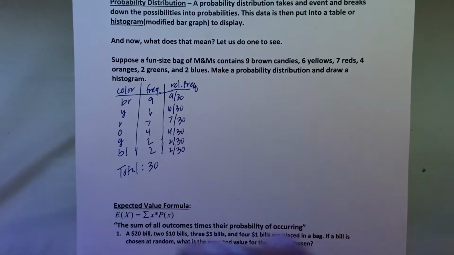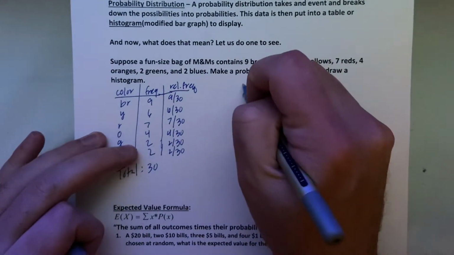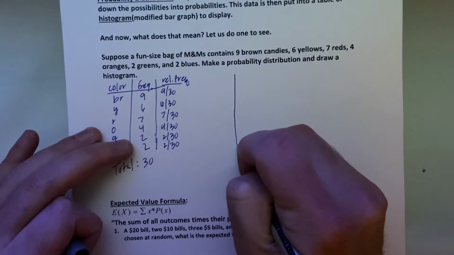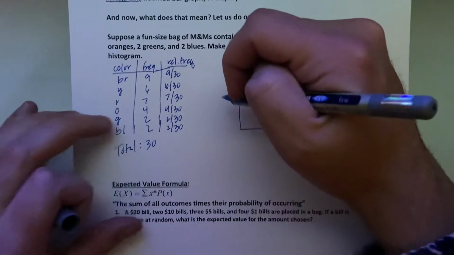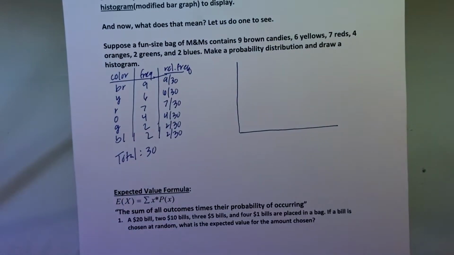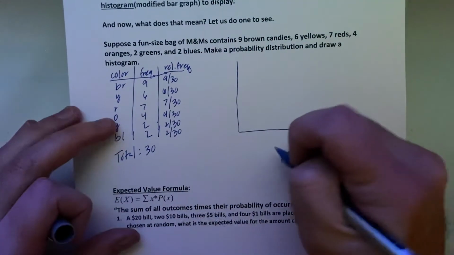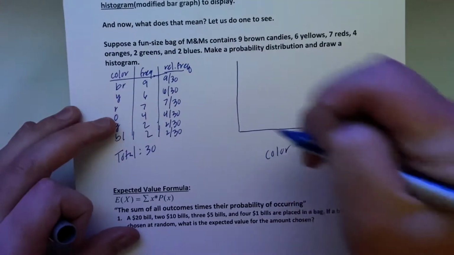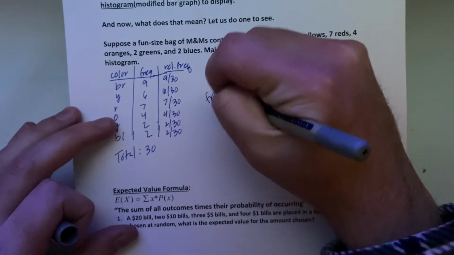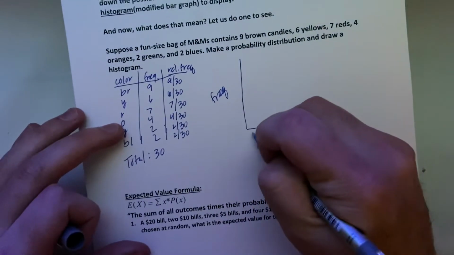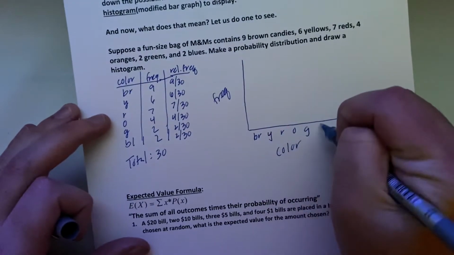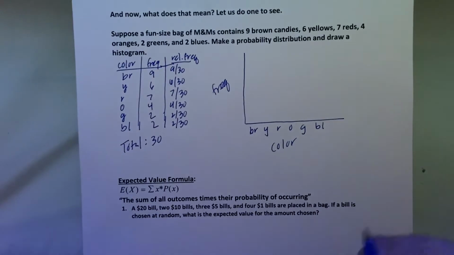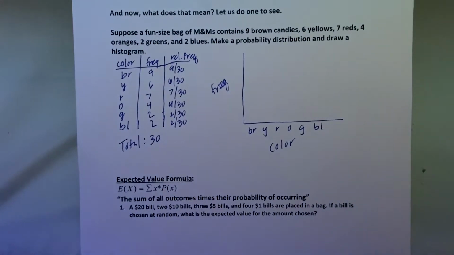Now you could get this in histograms, which could be using either one of these. More likely in stats you'll use this in terms of relative frequency, but it really depends what they ask you to make the table about, frequency or relative frequency. So we've got color and we've got frequency: brown, yellow, red, orange, green, and blue. We'll just do the regular frequency histogram for now.